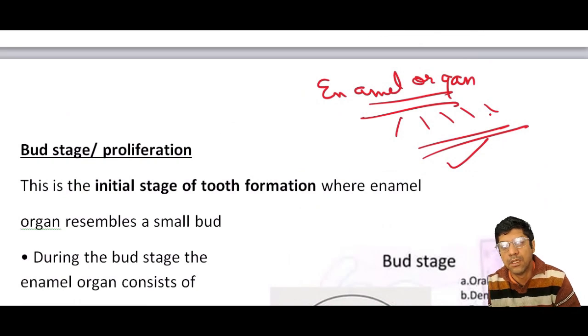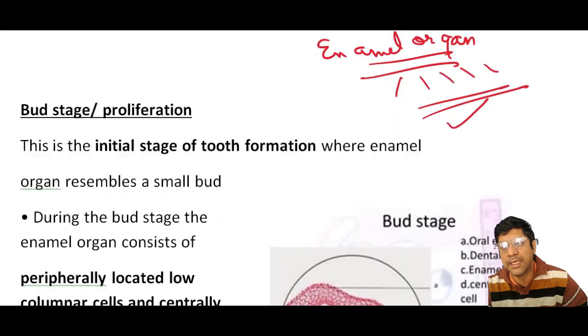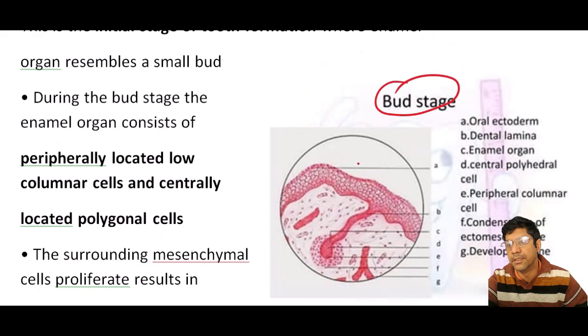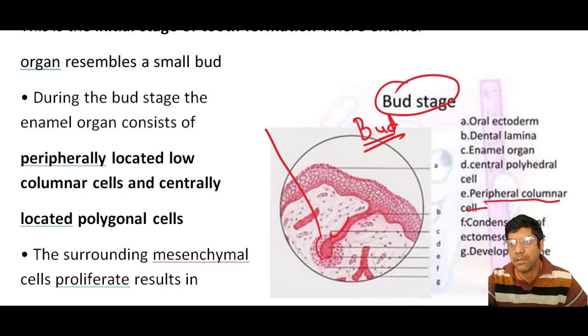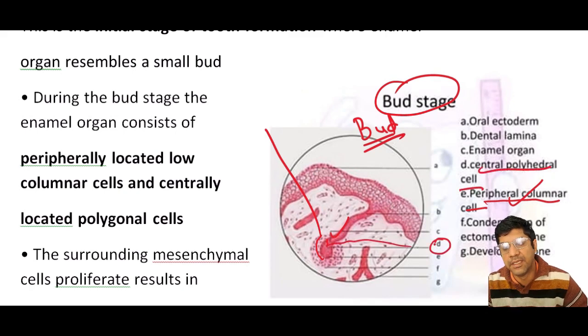The first will be the bud stage. The bud stage is the initial phase of tooth development and represents the very beginning of the tooth development. At this stage, the enamel organ takes the shape of a small bud. So within this enamel organ, the peripheral part is made up of low columnar cells, and toward the center there are the polygonal cells. So in the periphery there are the columnar cells, and in the center there are the polyhedral cells.